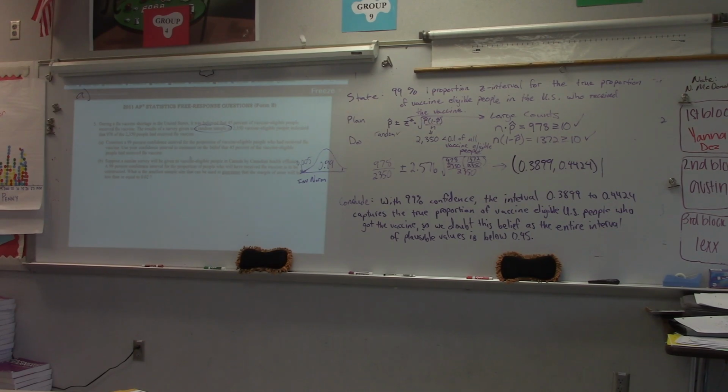Okay, B. Suppose a similar survey will be given to vaccine eligible people in Canada by Canadian health officials. A 99% confidence interval for the proportion of people who will have received a flu vaccine is to be constructed.